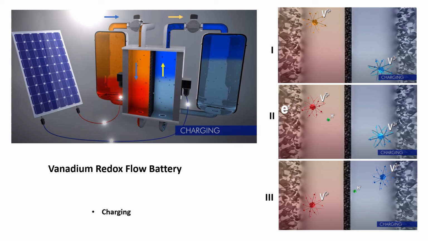At the anolyte half cell, the electron from the external circuit enters and reduces the vanadium 3 to vanadium 2. The hydronium ion here balances the overall charge of the half cell. The two electrolytes leave the cell in the charged state of vanadium 2 and vanadium 5 respectively.